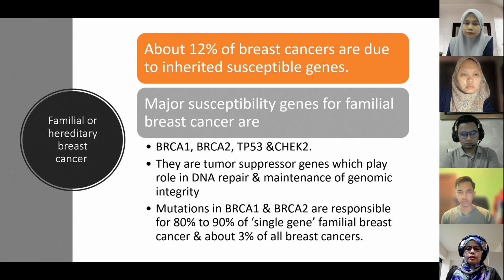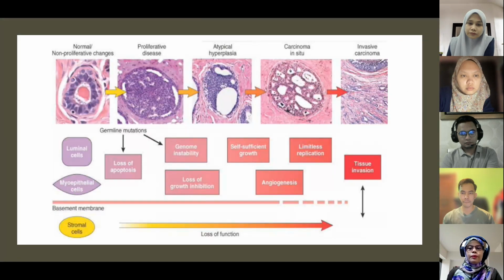Next. This slide shows the progress of the cell cancer, whether it can invade the basement membrane of the stroma cell. So when the cell is starting invading the stroma cell, the function of the cell is starting to lose.